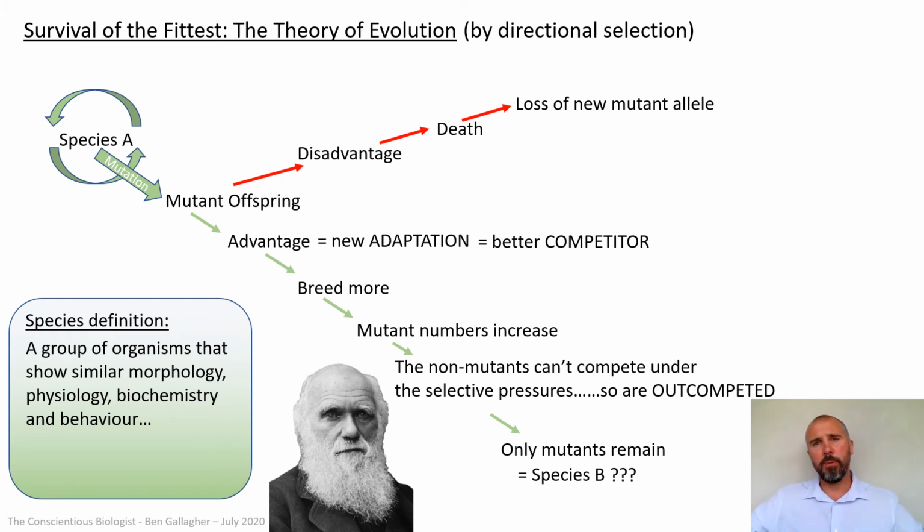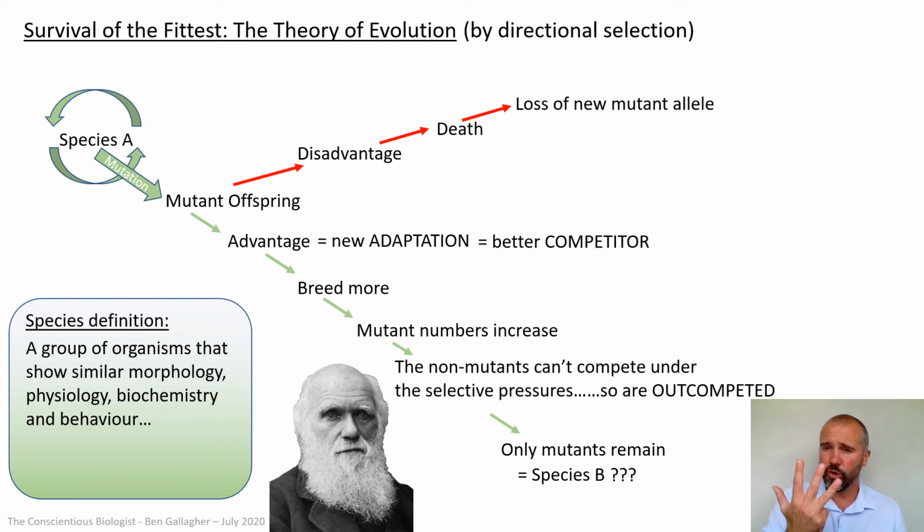Physiology, which is how they're put together. So same organs. Do they have a heart with 4 chambers? Do they have a brain? Those kinds of things. Biochemistry, that's their proteins, their DNA, if you compare them on that level. And do they behave in the same way? So they have to have the same morphology, physiology, biochemistry and behavior.